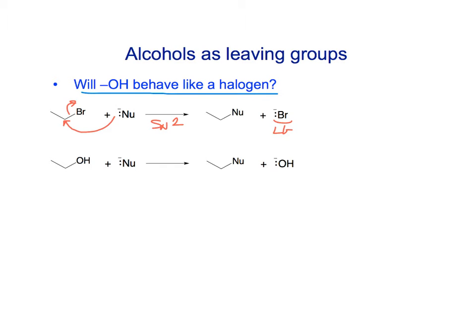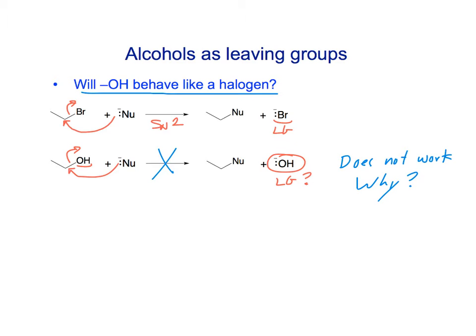So the question is, will this same reaction take place for an alcohol? So we have our alcohol here. Will the nucleophile go like this to give us OH minus as a leaving group? What do you think? In fact, this reaction doesn't work. Why doesn't it work? Why do you think it wouldn't work?